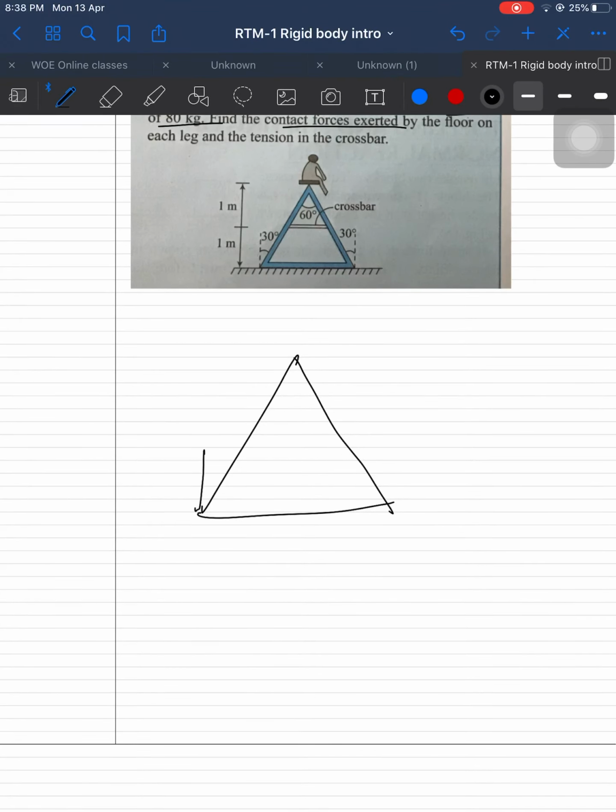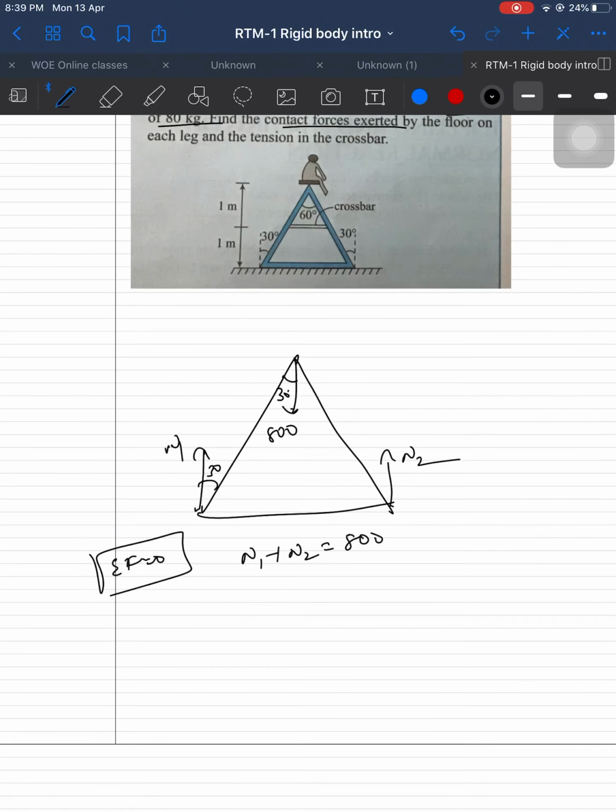The floor gives normal reactions. Contact forces are normal reactions, N1 and N2. The downward force is how much? 800. How much is the angle? 30 degrees, because 60 degrees is given, the bisector is 30. Okay, N1 plus N2, the upward forces, is equal to 800, because net force is equal to 0.